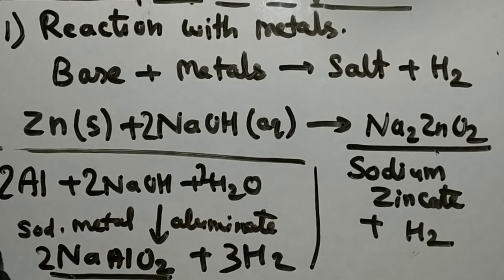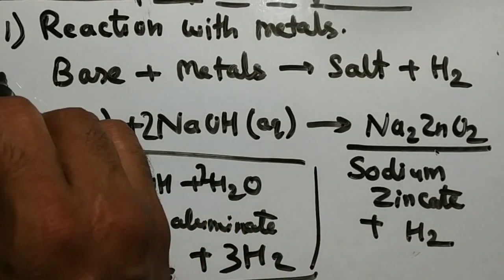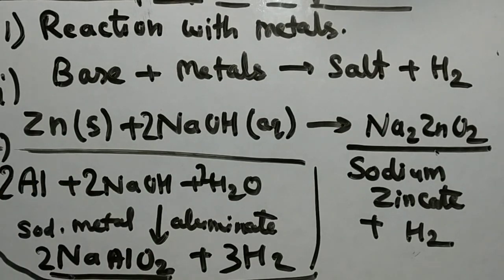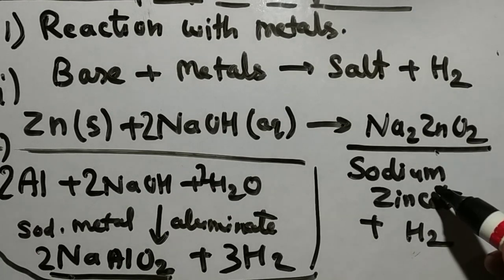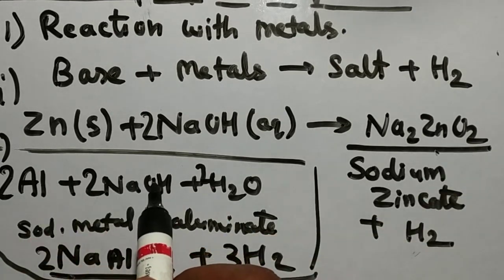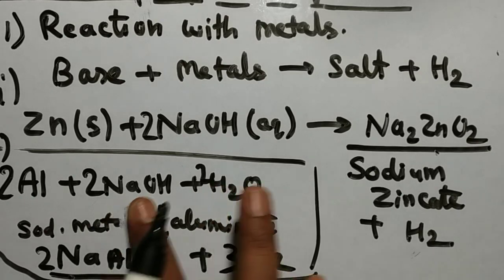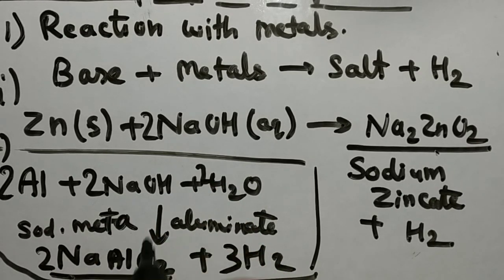So this is the second equation and this one is the first equation, A, and this one is B. Note it down so that you can remember how the metals react, how the acids or bases react with the metals. So zinc, when it reacts with sodium hydroxide, gives sodium zincate, and aluminium, when it reacts with sodium hydroxide, gives sodium meta-aluminate. Meta-aluminate, the spelling is META.